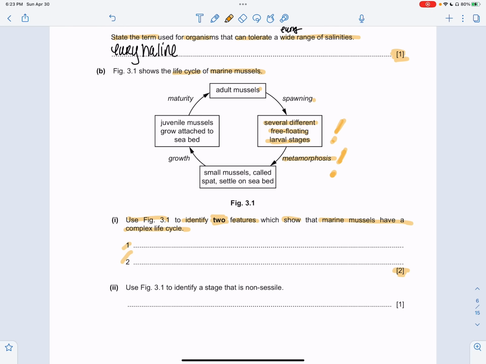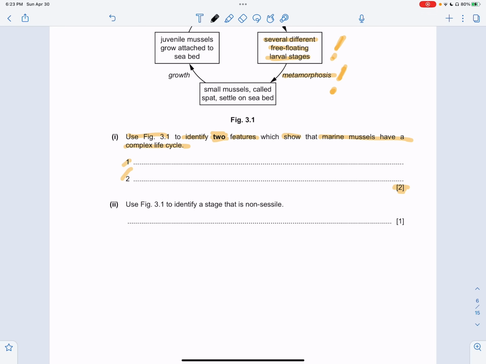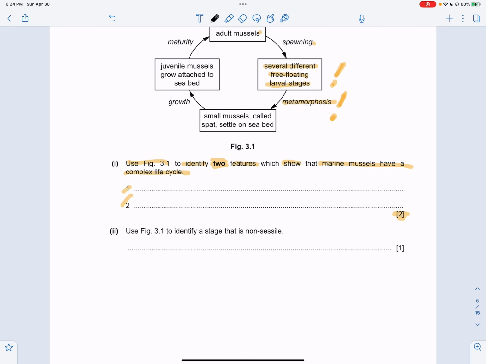We actually have a simple life cycle. These organisms have complex life cycles so that they can inhabit different environments. They don't cannibalize each other. There are also different food sources, different habitats, and they look totally different. And it's not going to be mussels. Small mussels called spats will settle on the bed, or juvenile mussels will grow attached to the seabed. It's not that. It's going to be what I just put exclamation points by. So there are several larval stages, and this is straight from your syllabus, to recognize complex life cycles with metamorphosis and several larval stages.